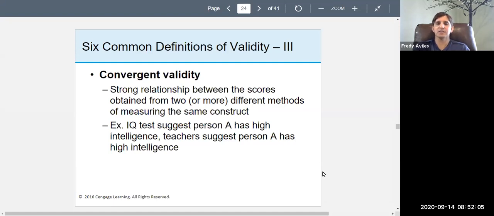So let's say you measure somebody's intelligence with an IQ test, and it says they have high intelligence. And then you also check their GPA, and they have a high GPA. And then you also ask the counselor, is this person intelligent? And the counselor says, yes, this person's intelligent. That is all convergent validity. You have different things that suggest that this person is intelligent. So different measures converge in telling you that this person is intelligent.